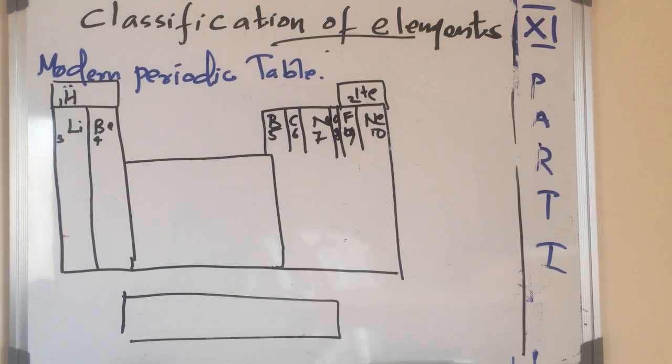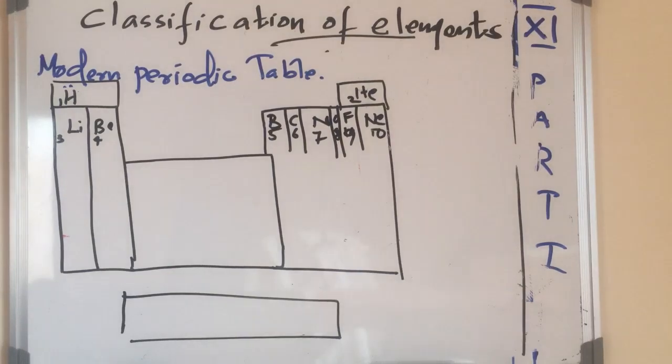And today we are starting from the modern periodic table. An idea about the modern periodic table is very important for learning chemistry. That's why I selected this chapter first. So please listen carefully and understand it.